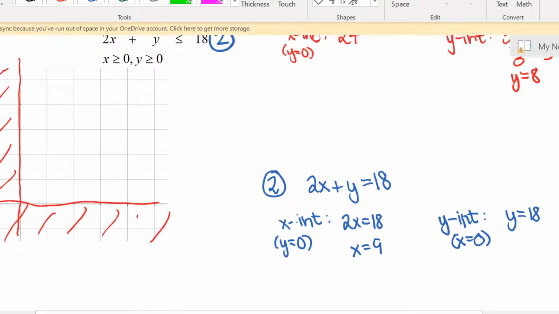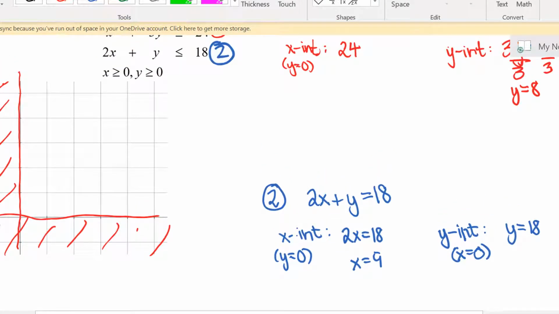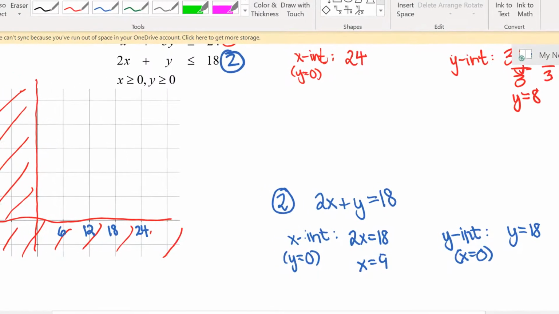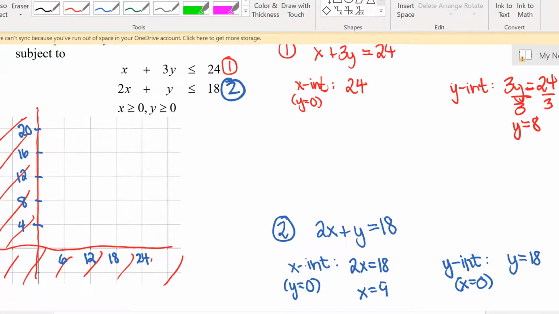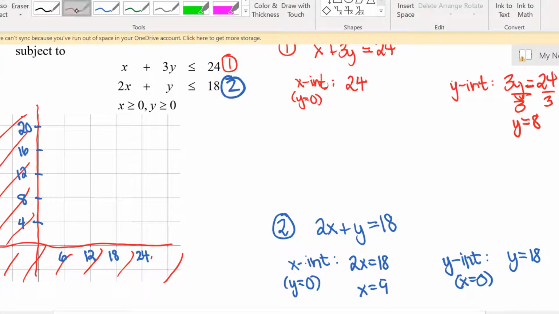Okay, so the biggest x is 24. So I think if I go by 6s, that will work. And the biggest y is 18. I'll go by 4s. There's not like one right answer. So let's plot line 1. So the x is 24, the y is 8. 0, 0 is not on that line, so let's go ahead and use 0, 0 as our test point.